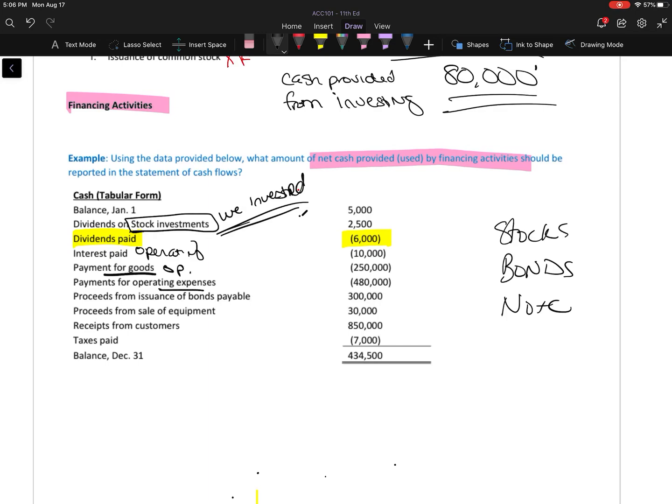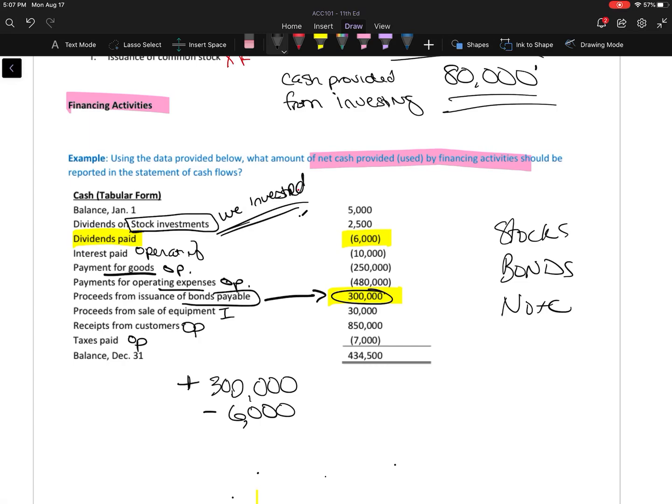Interest paid would go up in operating, part of net income. Payment for goods, that's operating. Payment for operating expenses, operating. Bonds payable, yes, that would be included, right? Stocks, bonds, and notes. Proceeds from the sale of equipment, that is investing. Receipt from customers is operating, and taxes is operating. So the only two items that would be included would be proceeds, that's the cash received from bonds payable, less dividends paid.